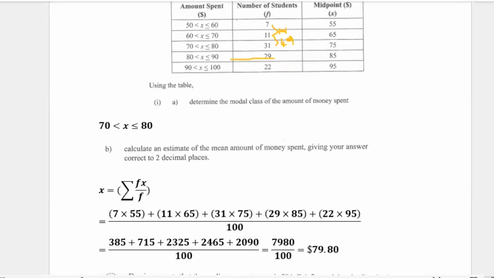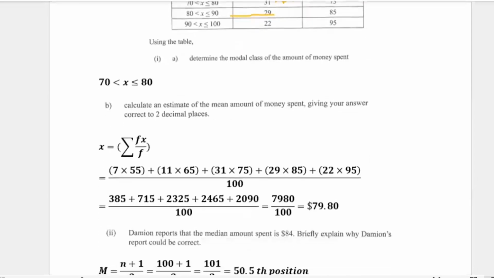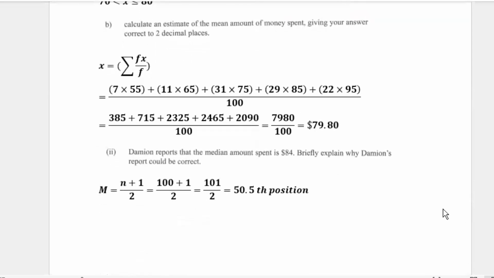So we first find where the median position was, which was between the 50th and 51st value. Based off our frequency, the 50th and the 51st value would be in this class interval, and therefore our $84 is in that class interval. So we can say that Damien's estimate could be correct.